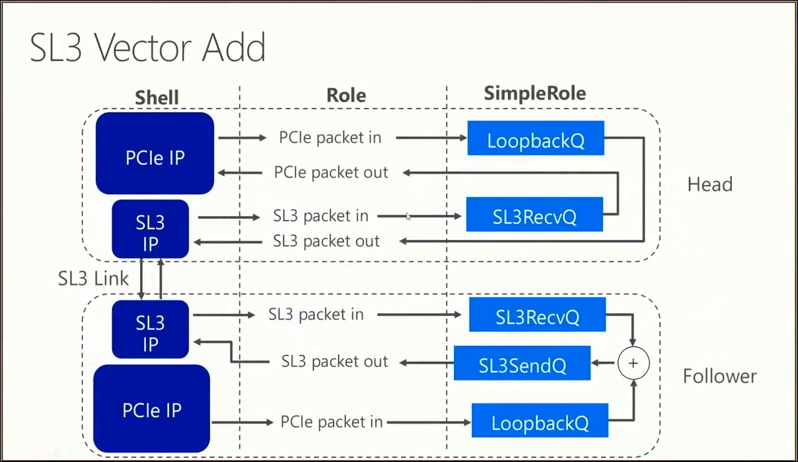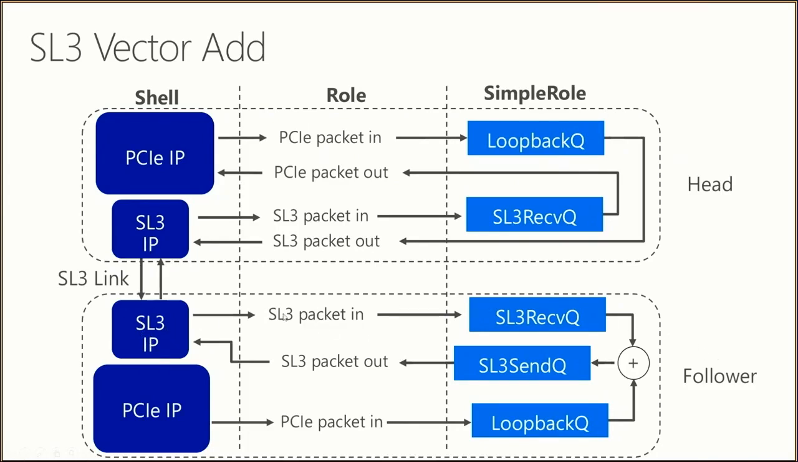Here's the structure of it. In the sample project, we only use two nodes, and the follower directly sends results back to the head. Initially, both the head and the follower send the vector via PCIe, and the role will buffer it in the loopback queue. The head node will send the data from the loopback queue to the follower node via Serialized 3.